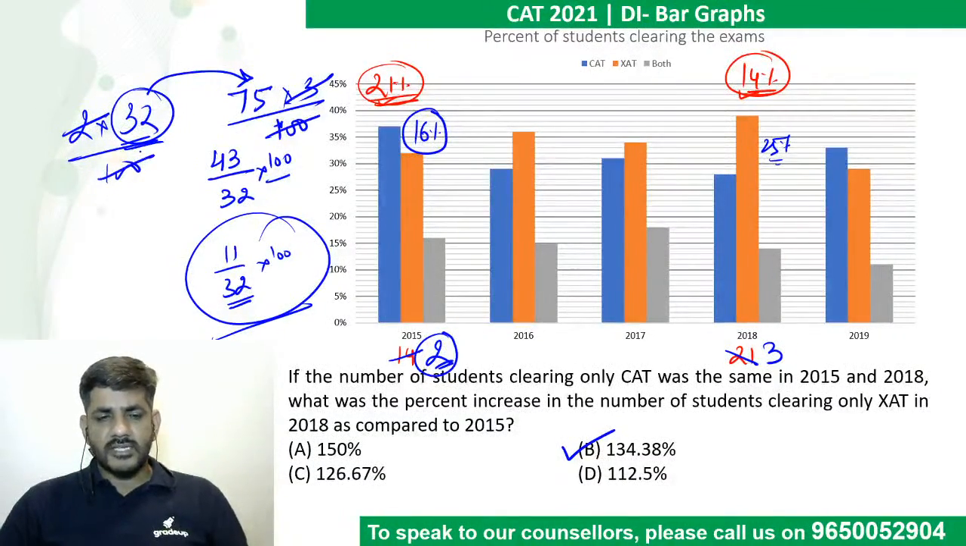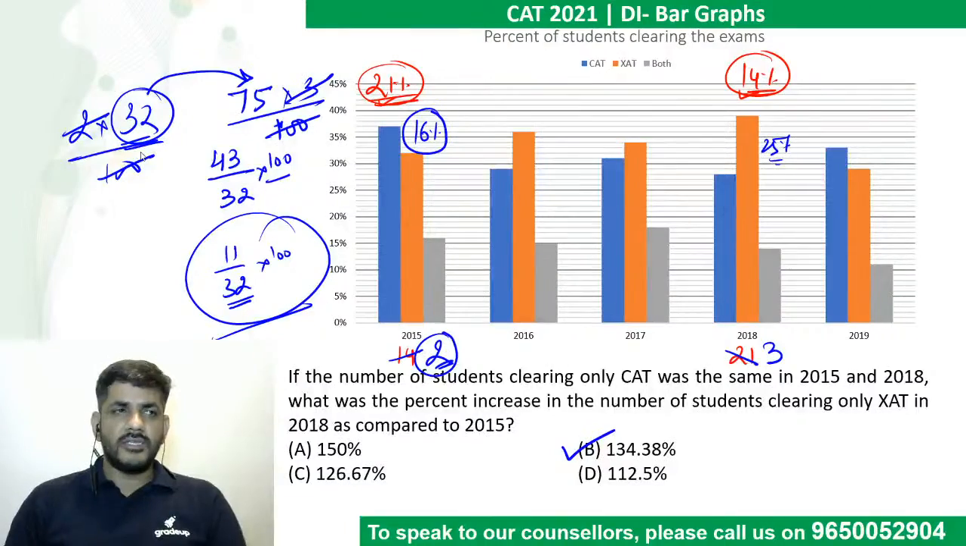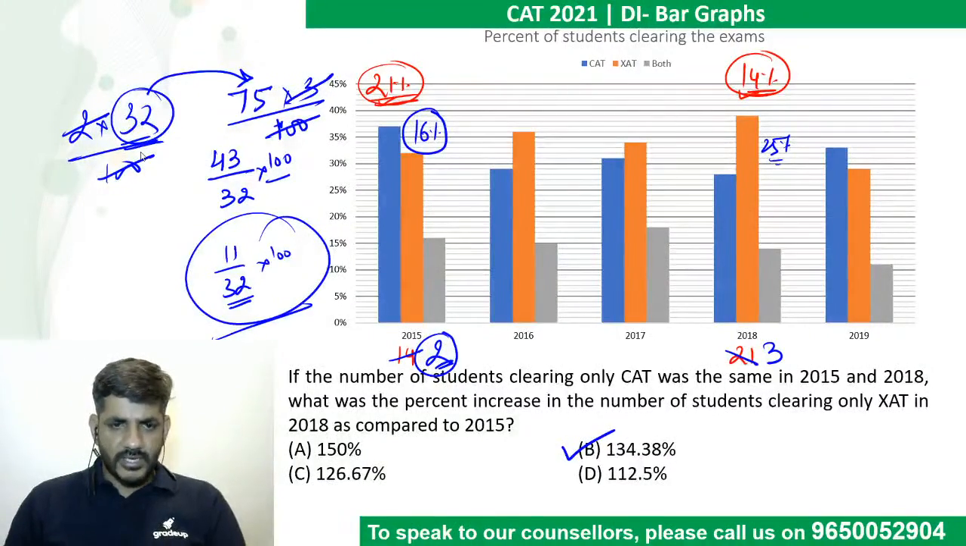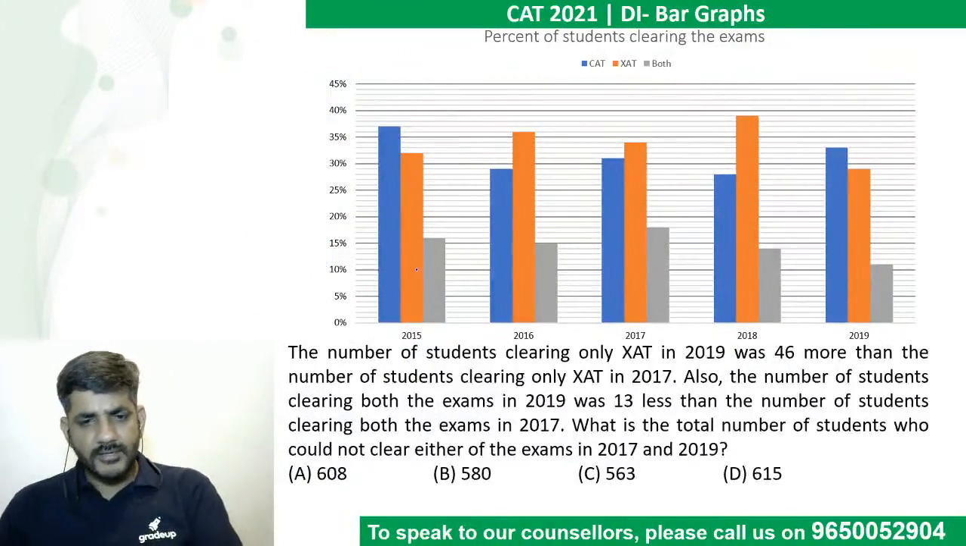The 100 and 100 cancel out. So I straight away calculated that 75 is how much more than 32. It was 43 more. 100% is 32. 11 more was remaining. That I calculated like this. Okay, Kajal says clear. So let's move forward.